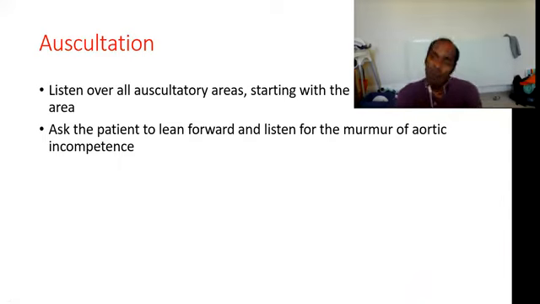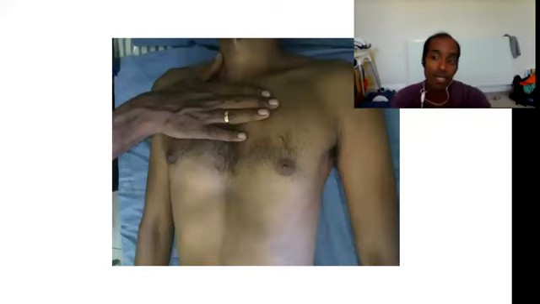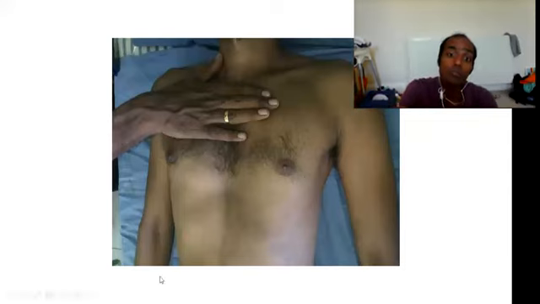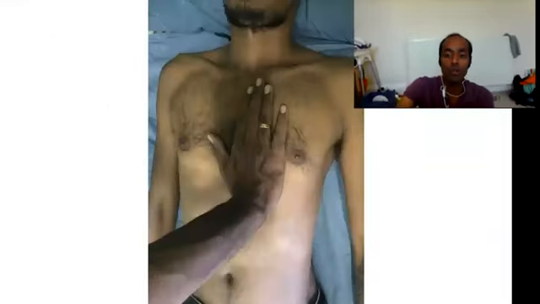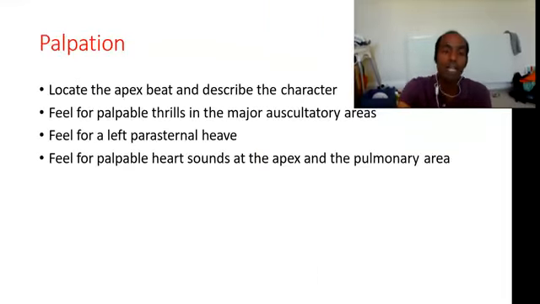Now the last, palpation is very easy. In palpation, you're focusing on the apex beat, counting the position of the apex beat, and then also commenting about the character: tapping, thrusting, or heaving. Then you go on to palpate all the major auscultatory areas for thrills. Okay. And then feel in the pulmonary area, which is basically the left upper sternal edge, for a palpable second heart sound. A palpable second heart sound will indicate pulmonary hypertension. Okay. And then parasternal heave, I have shown you how to do. So these are the techniques of palpation.